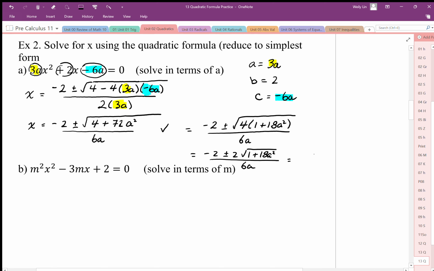But I can simplify the fraction into negative 1 plus minus square root 1 plus 18a squared all over 3a. And what I've done is I've taken out the common factor of 2 from the numerator and denominator.